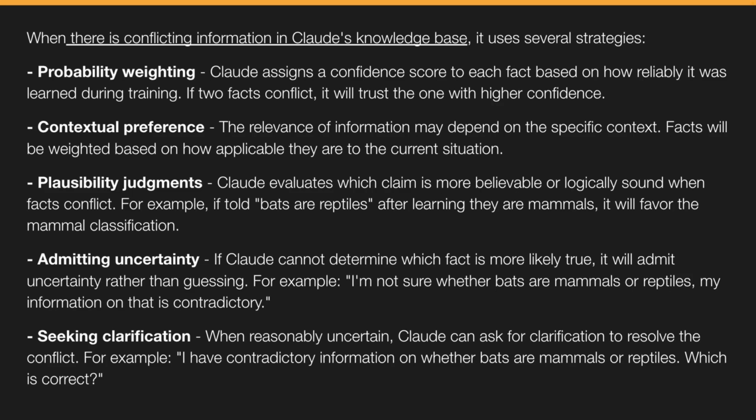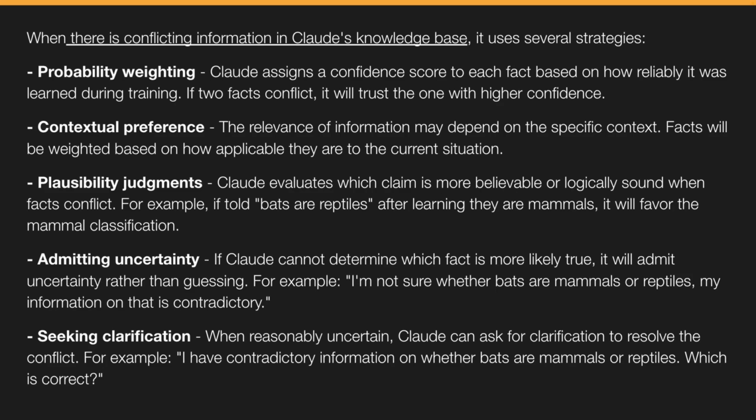But the first one, probability weighting, is basically Claude assigns a confidence score to each fact based on how reliably it was learned during training. If two facts conflict, it will trust the one with higher confidence. The second one is contextual preference. The relevance of information may depend on the specific context. Facts will be weighted based on how applicable they are to the current situation.